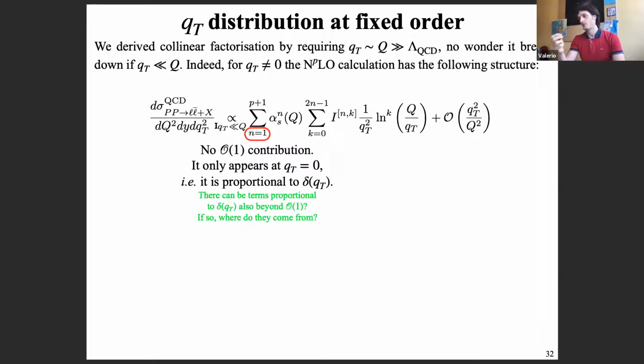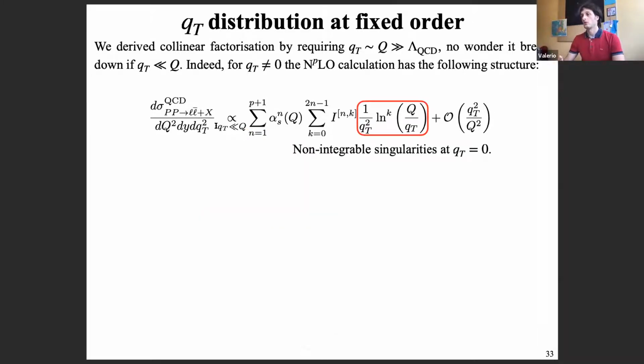Now, there is a question for you to answer. Do you think that there are terms proportional to delta of QT also beyond order one, for instance, at order alpha s, alpha s squared? If so, where do they come from? Any guess on that?